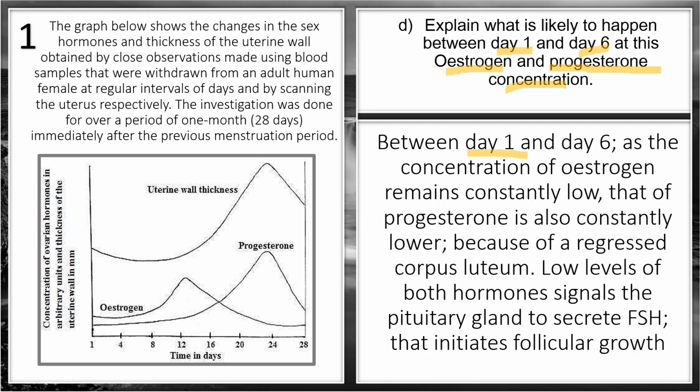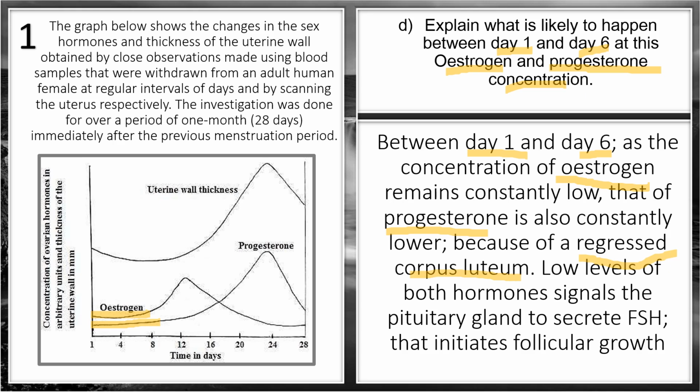Now between day 1 and day 6, we are seeing that the concentration of estrogen remains constant. That is, from day 1 up to around day 6, it remains constantly low, and that of progesterone is lower, so the estrogen is higher than that of progesterone because of the regressed corpus luteum.